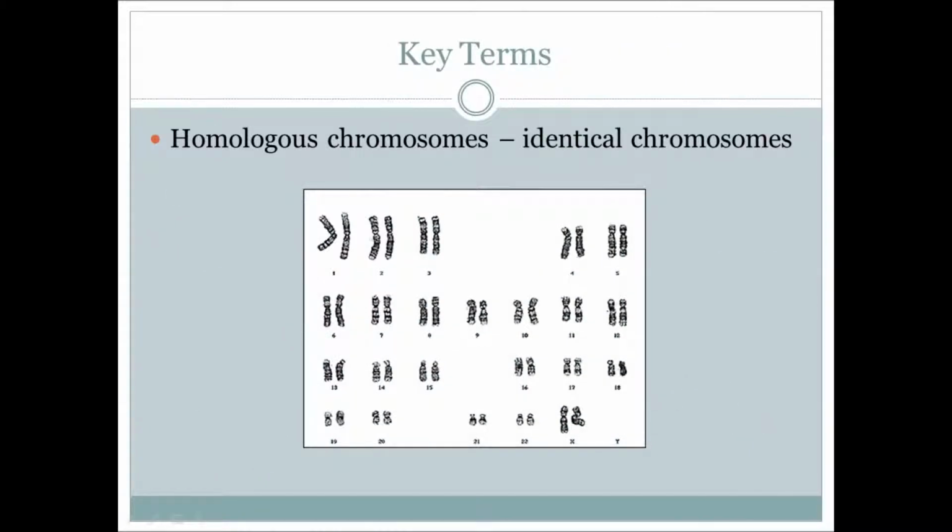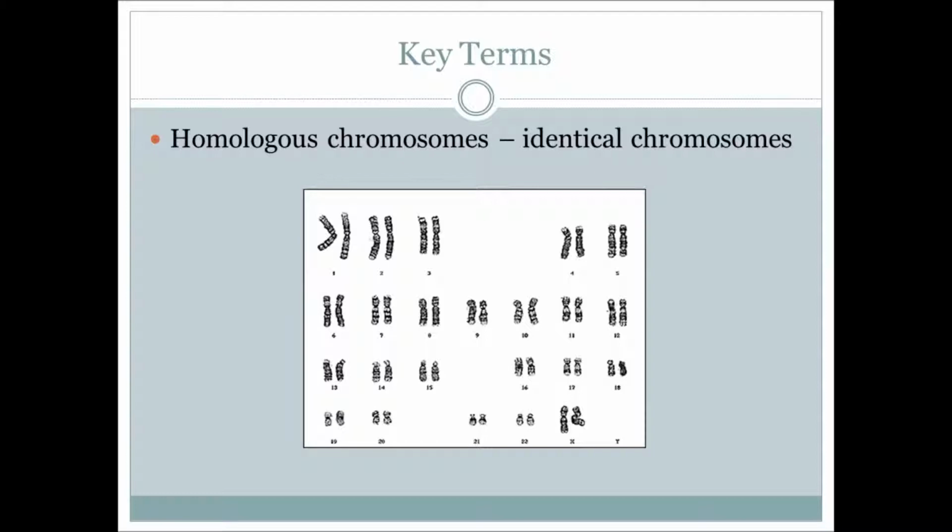Alright, before we move on to what exactly the steps of meiosis are, we will be reviewing some key terms. First of all, let's look at the picture on the screen. This is a karyotype of a person. That just means that's a picture of their condensed chromosomes lined up nicely for you.